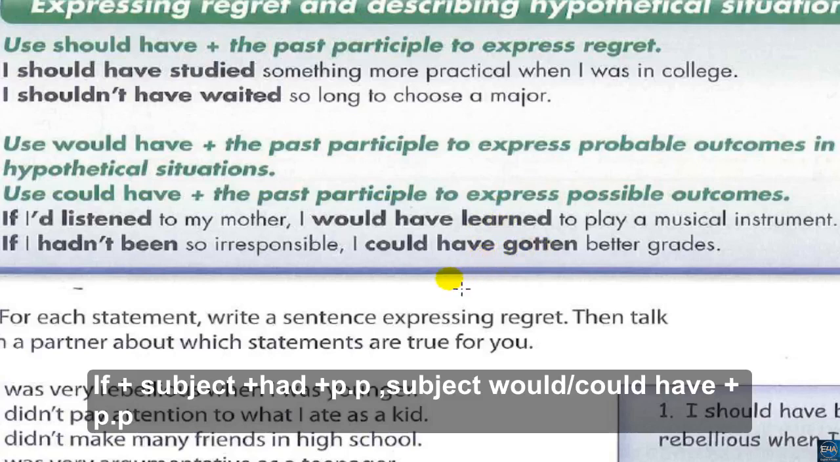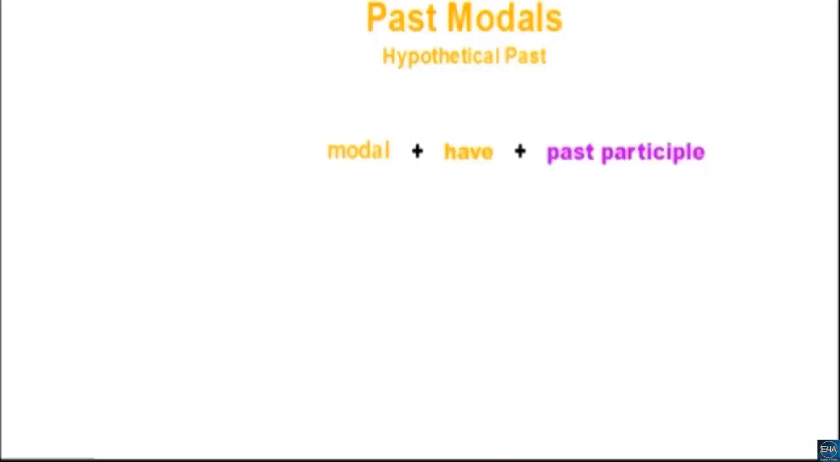Now, this grammar is called the past modal, and it's for the hypothetical past, like we said, okay? A past modal basically consists of a modal verb of some type, then we have the auxiliary verb have, and then we have a past participle. So there's three parts to this. A past modal has three parts. It has a modal, then the auxiliary verb have, then the past participle as the principal verb.